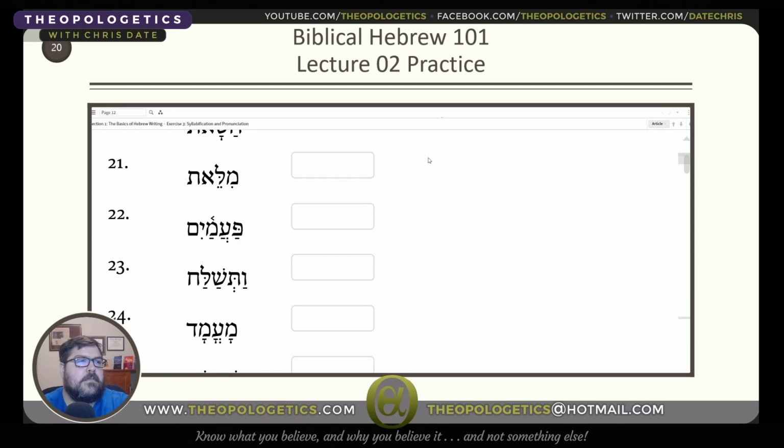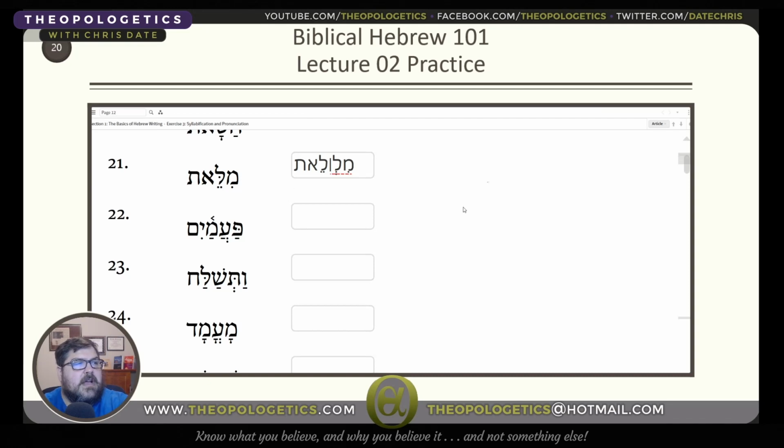Milate. So in this one, we've got a mem with a hirek. The lamed has a dagesh forte in it, so that's our first syllable. And then lay. So this is another quiescent aleph, and so therefore is silent, and it doesn't technically close a syllable. It's the consonant after it that does. Milate.